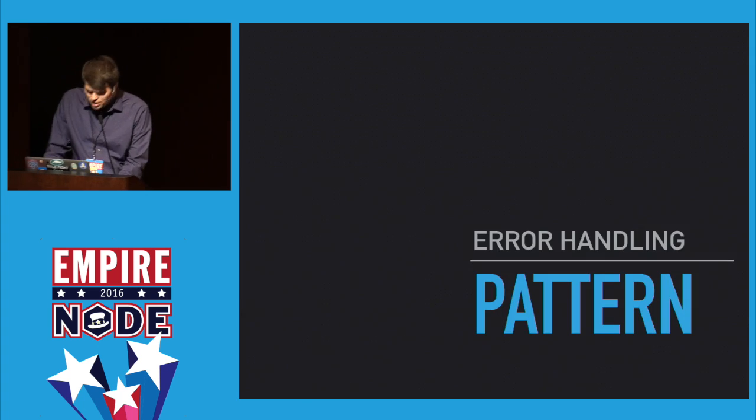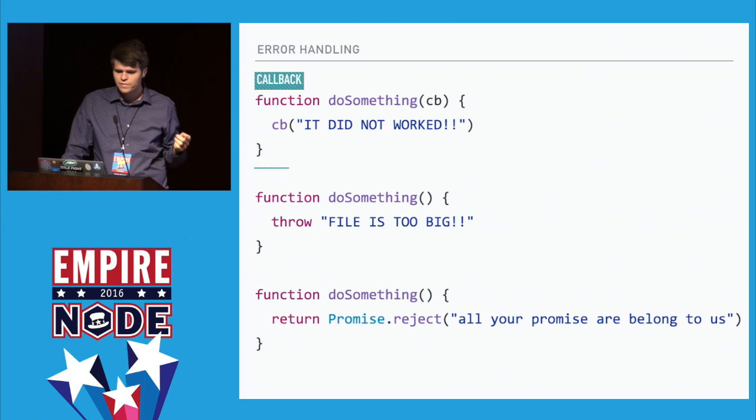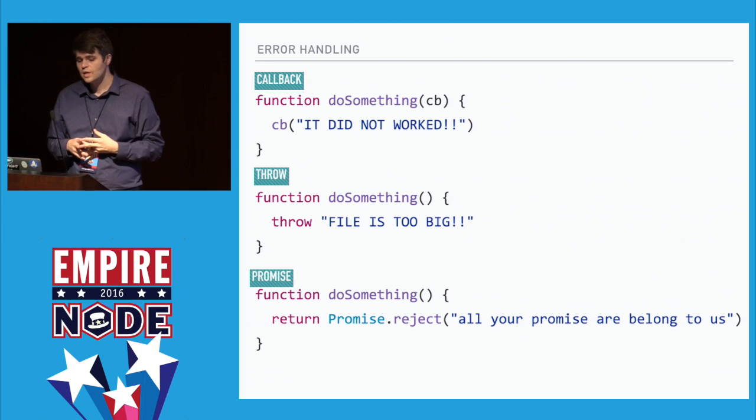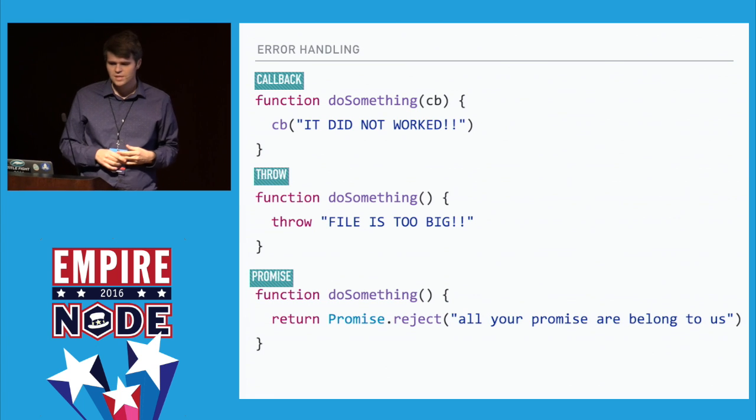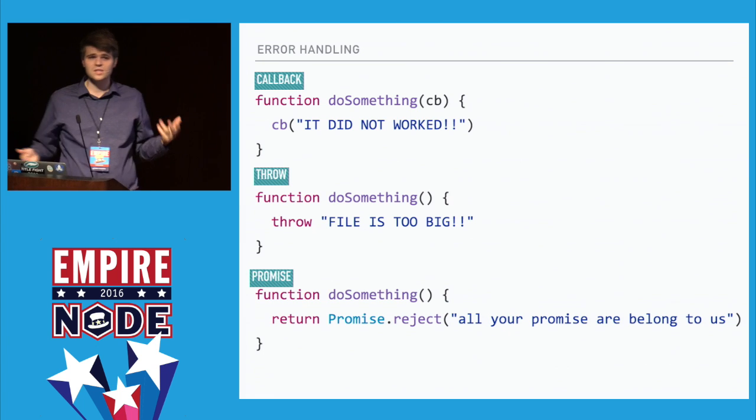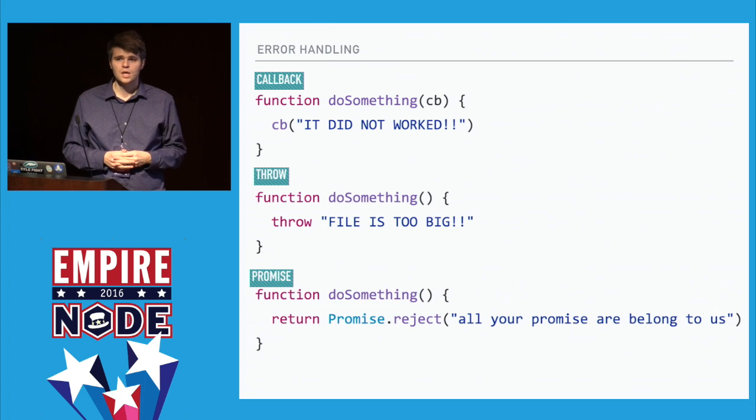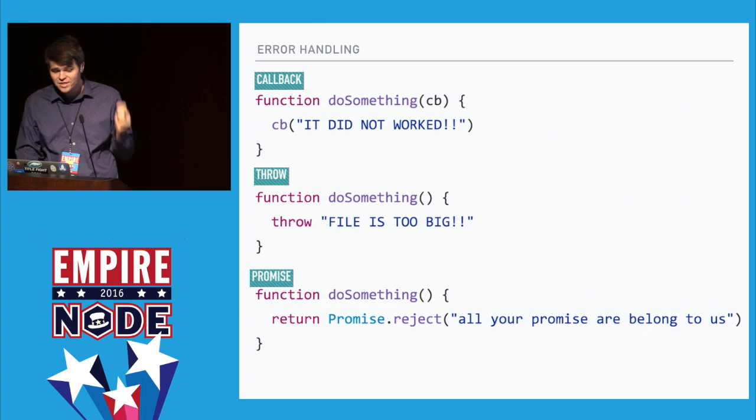So let's talk about error handling. Here we've got 3 kinds of error handling. We've got callbacks, we're throwing errors, and we're rejecting a promise. More or less, this looks good. Anyone want to just shout out what's wrong with this? They're strings. Yeah, these are not errors.